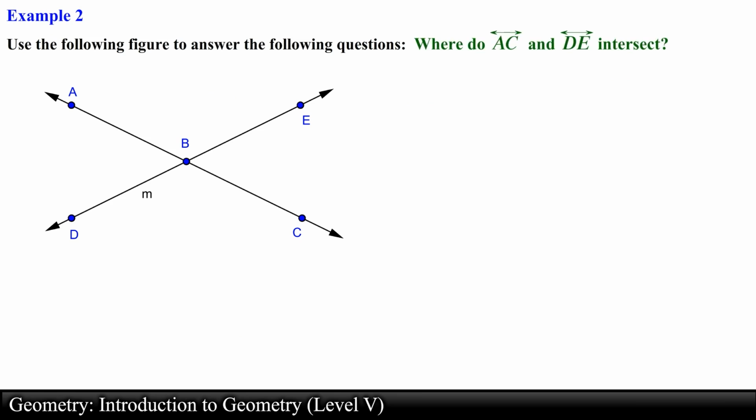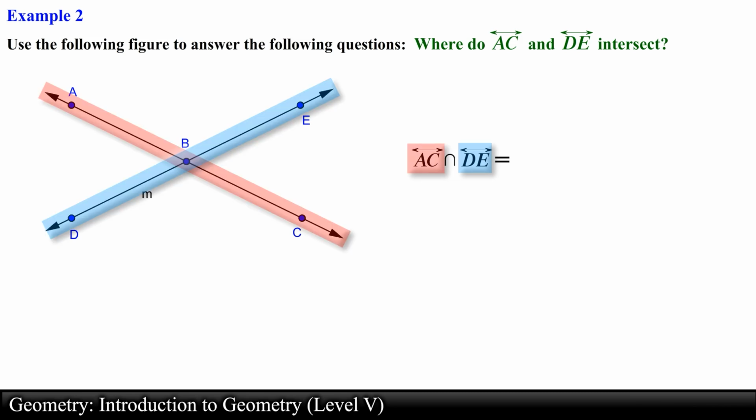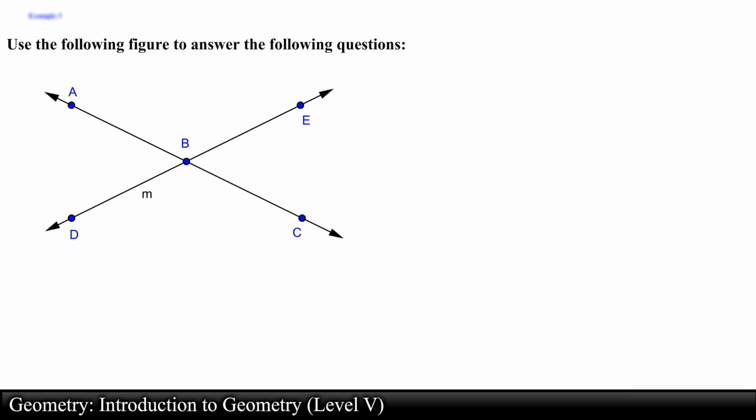Where do line AC and line DE intersect? Using set notation, this problem translates to the following expression. Line AC intersection line DE. Looking at the lines, we see that they intersect at a common point, in this case, point B. So line AC intersection line DE is equal to point B. Let's try the next example.